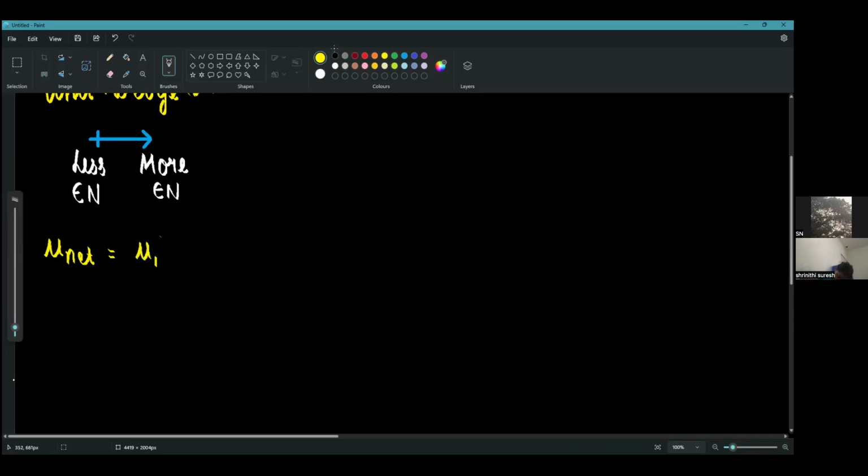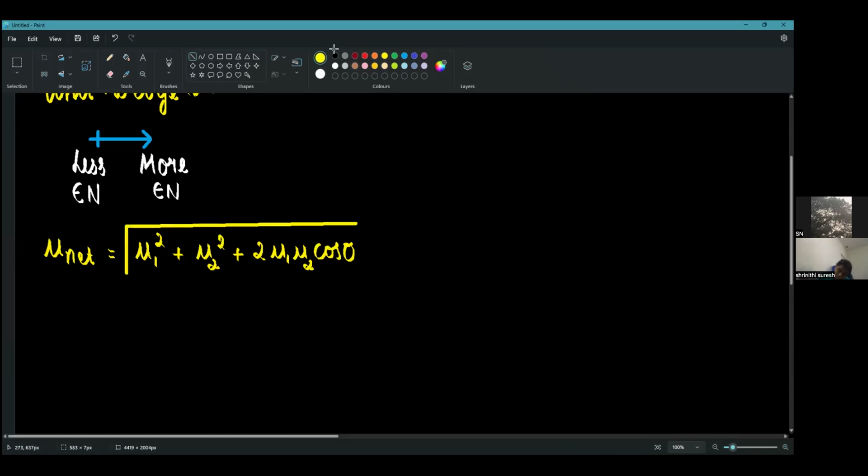So that will be equal to mu1 square plus mu2 square plus 2 mu1 mu2 cos theta, where theta is the angle between the two bond moments.